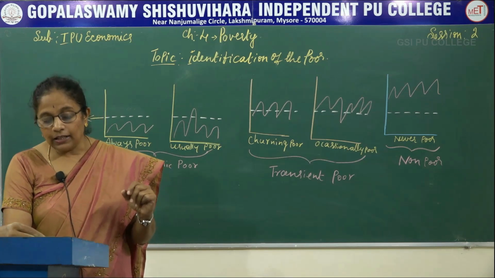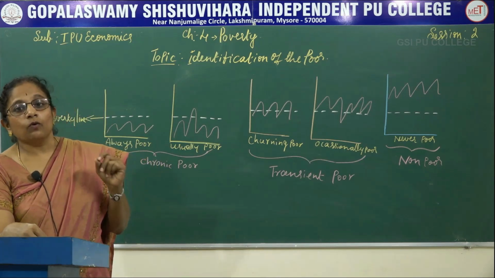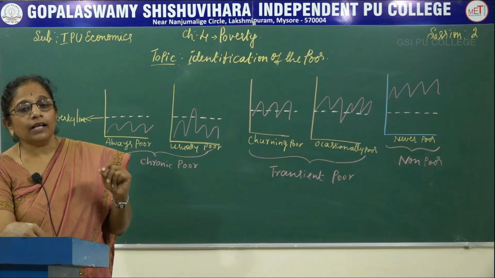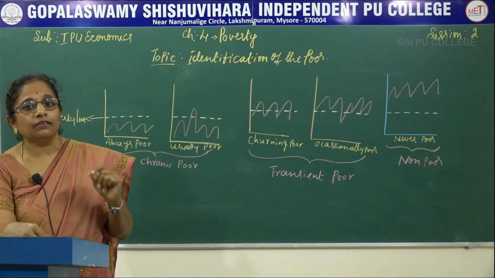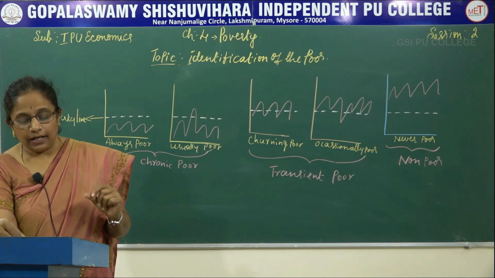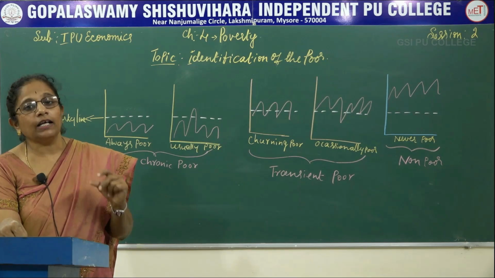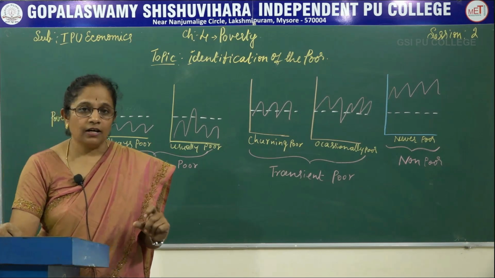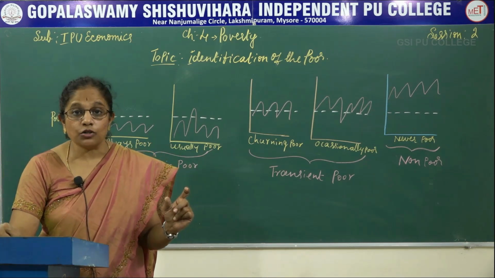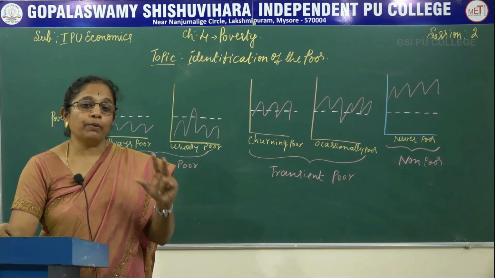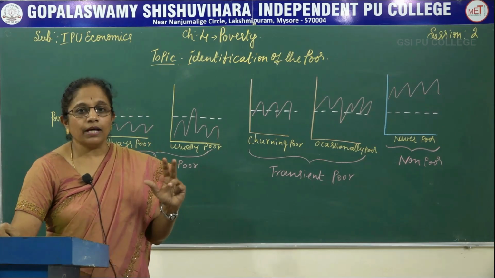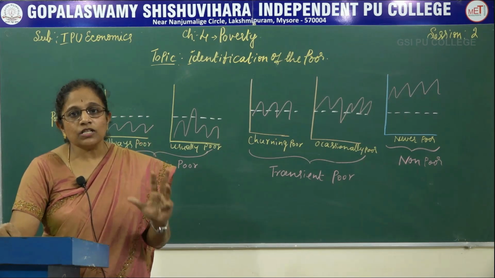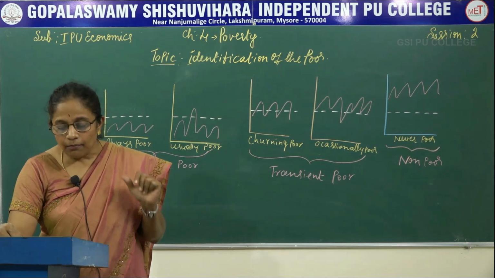And again, the government decided a rural person should earn at least rupees 673 per month and an urban person should earn at least rupees 860 per month for sustenance. We are not talking about luxuries, we are talking about basic needs. To meet the basic needs only, this much amount has to be earned by both of them.